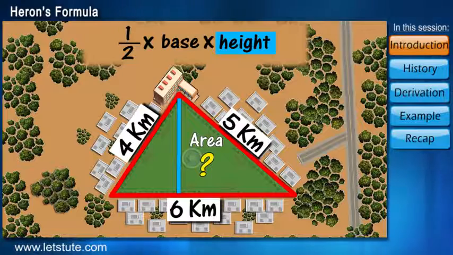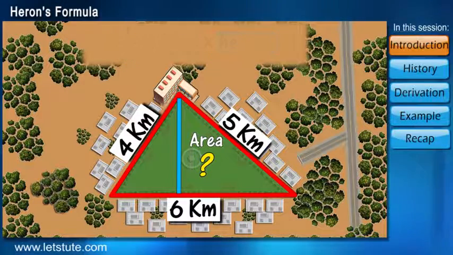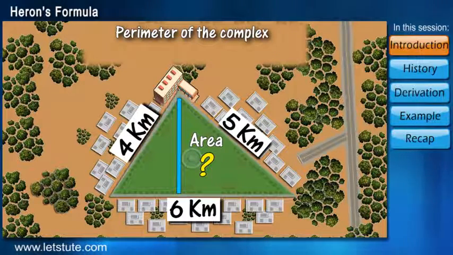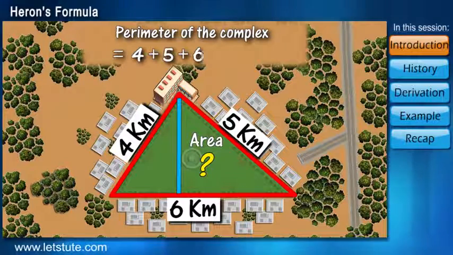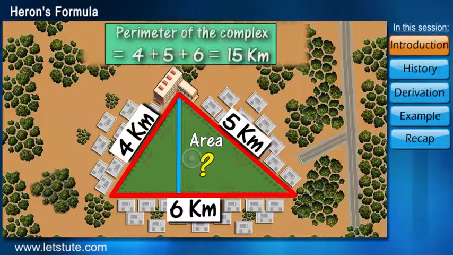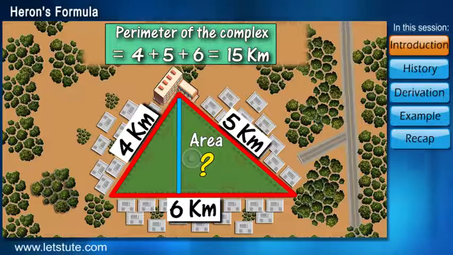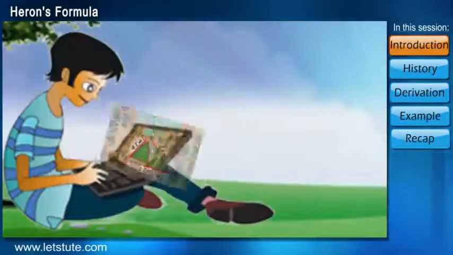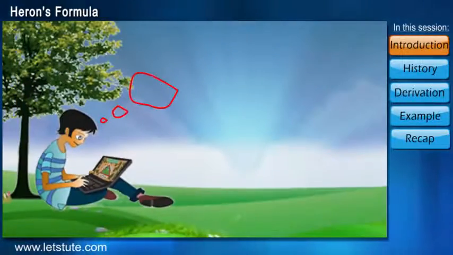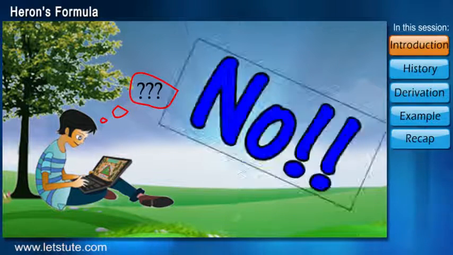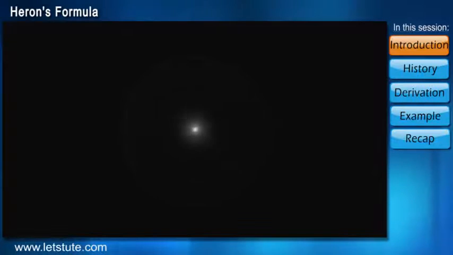But with the given information, we can calculate the perimeter of the complex, which is nothing but the addition of all the sides. Why are we doing this? You will come to know in the later part of the session. What do you think? Are we the first ones to come across such a problem? No. Let's go back in history.